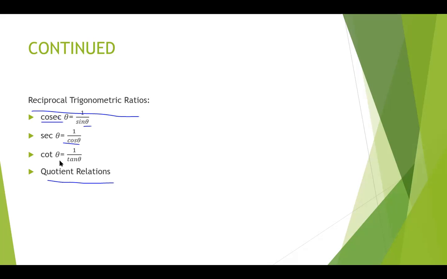Similarly, the reciprocal of cot theta is tan theta. So I repeat, cot theta is 1 by tan theta. And you can write it the reverse way also. Sin theta is the reciprocal of cosec theta. Cos theta is the reciprocal of sec theta. Like that also you can define.